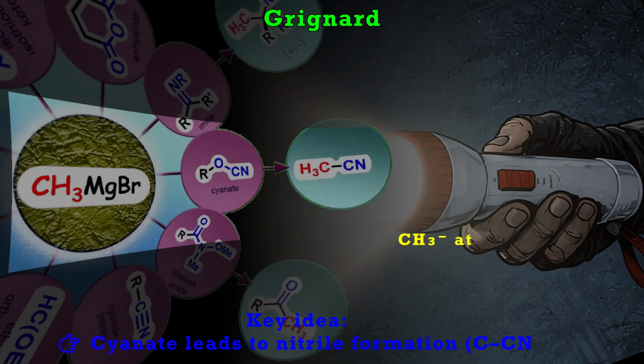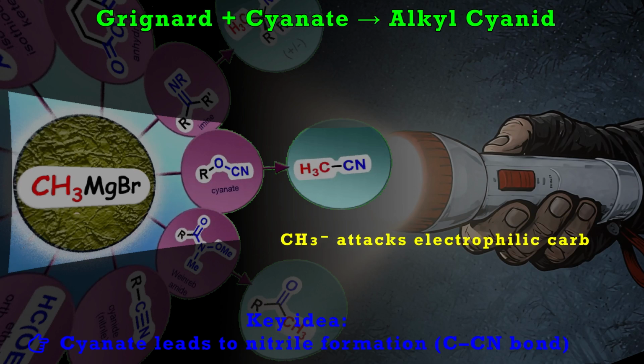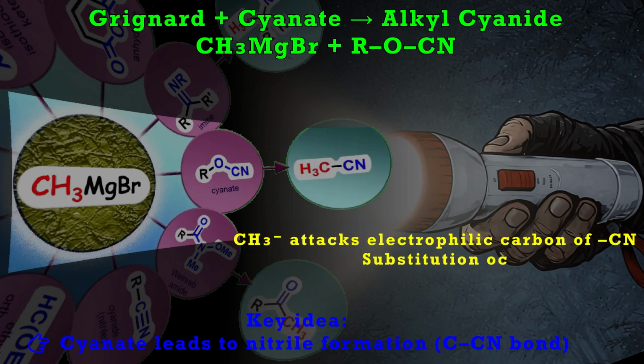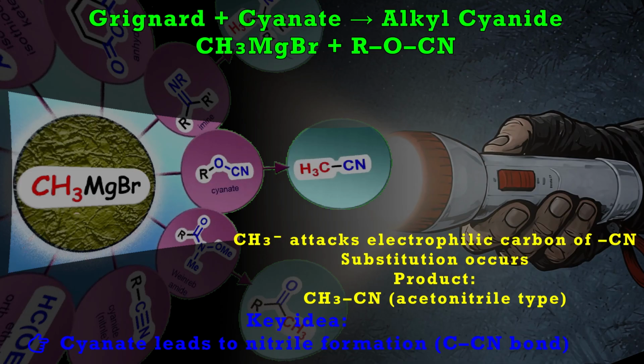Reaction 5. Grignard plus cyanate gives nitrile. Here, the Grignard attacks the electrophilic carbon of the cyanate group. This leads to substitution and forms a nitrile. Key idea: cyanate helps form a C-CN bond.